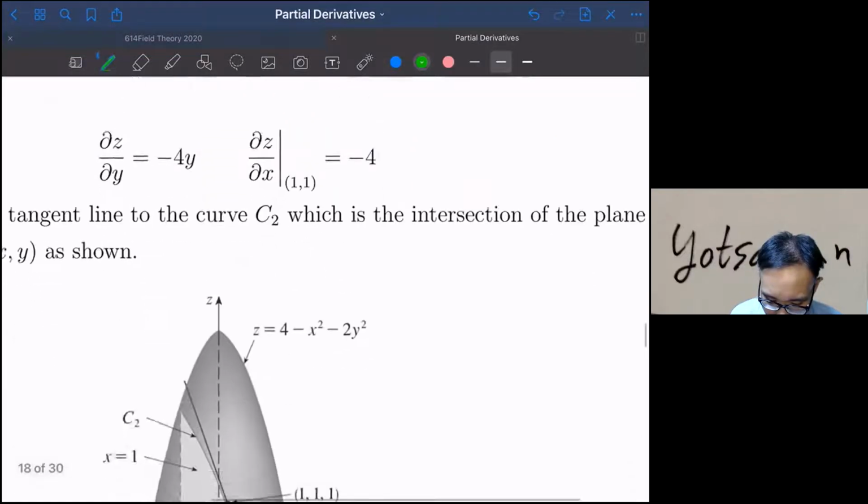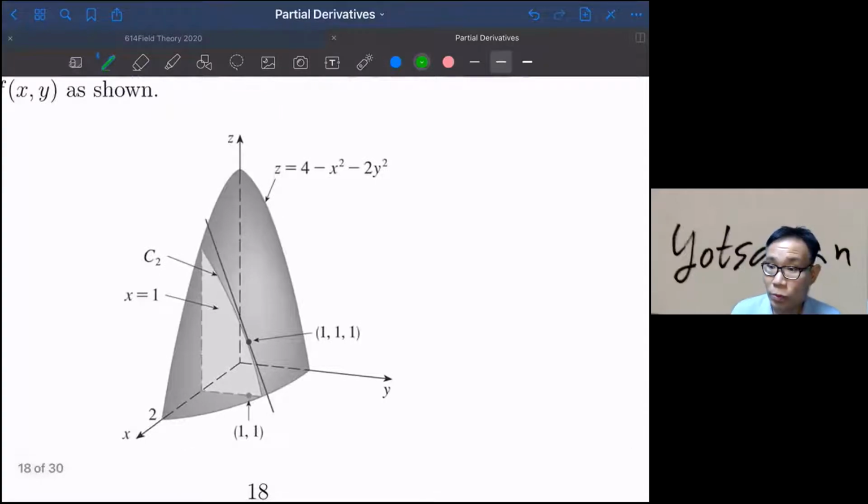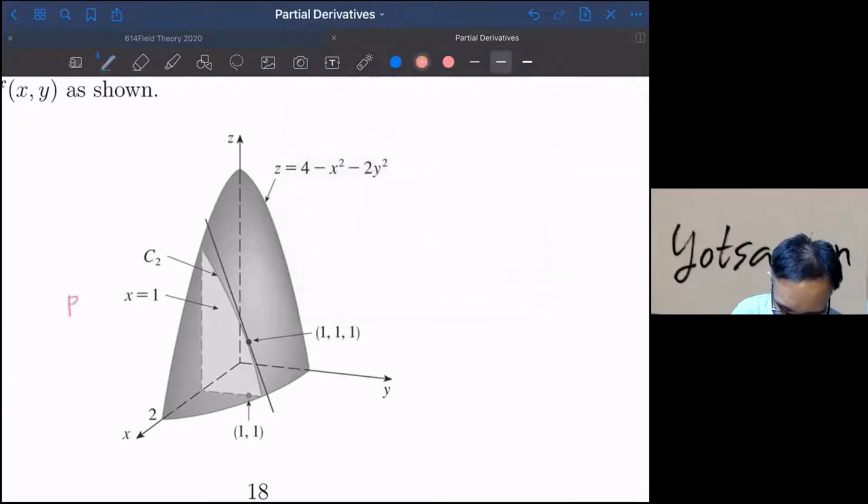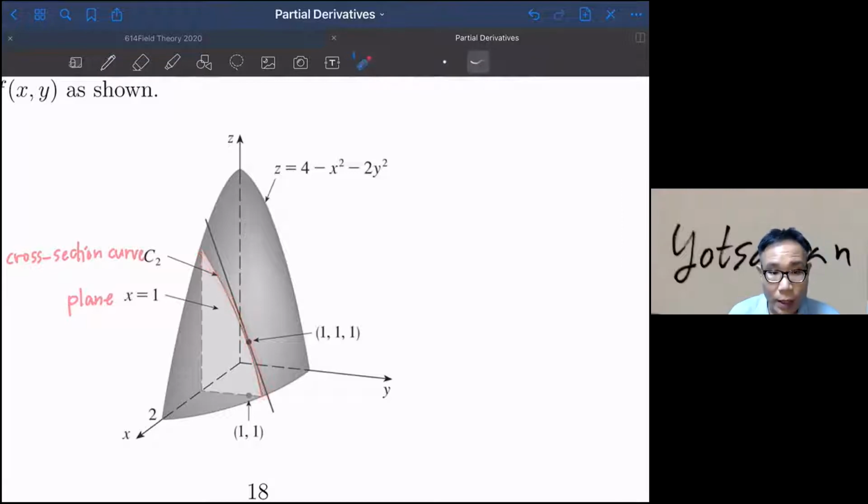Similarly, if you'd like to find the partial derivative with respect to y at the point (1, 1), you have the plane x equals 1. So this is the plane x equals 1, and you have the cross-section curve C2, and your C2 is this curve. And you also have the tangent line.